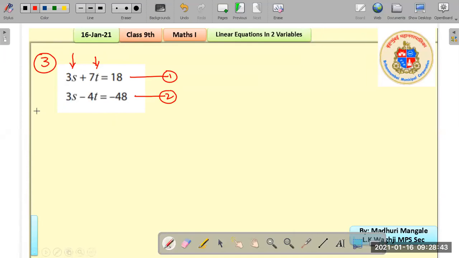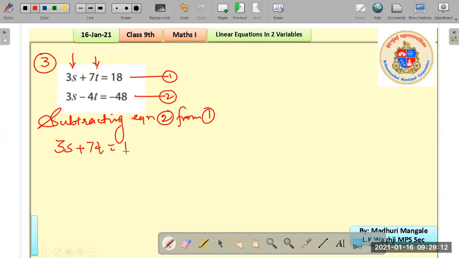So the question is, should we add or should we subtract? If we add, we get a 6. 3 plus 3 will give us 6. If we subtract, it will cross out, correct? So clearly, we have to subtract. So subtracting equation 2 from 1, what do we get? The equations are 3s plus 7t equals 18, and 3s minus 4t equals minus 48. Okay, we have to subtract.